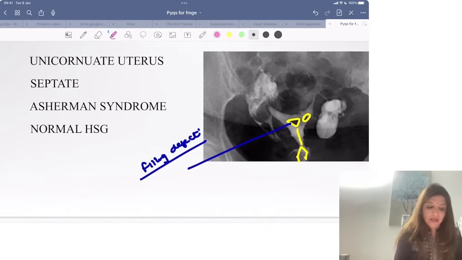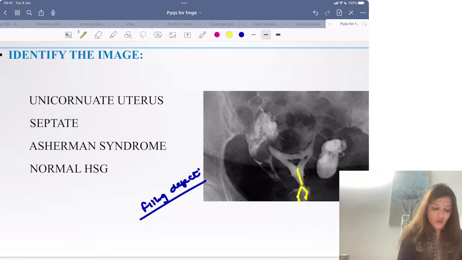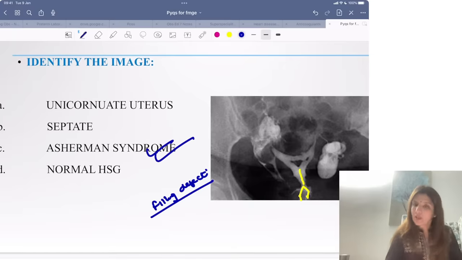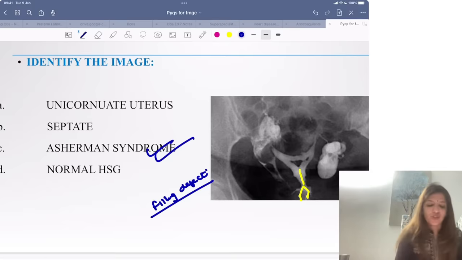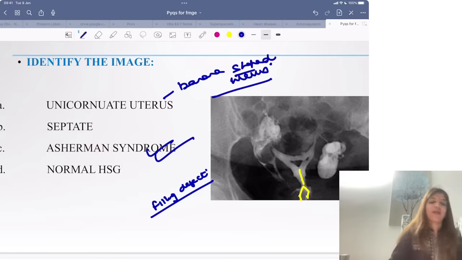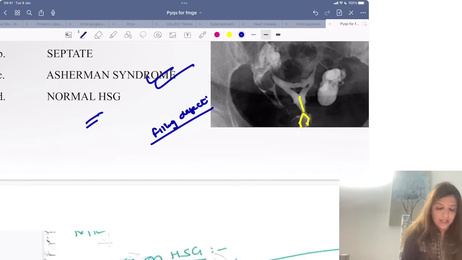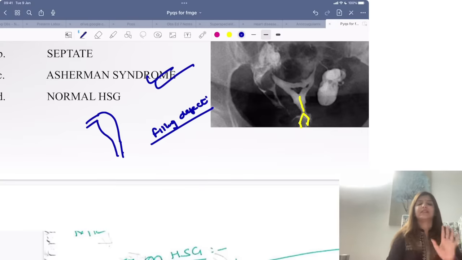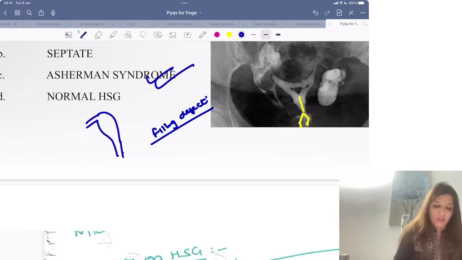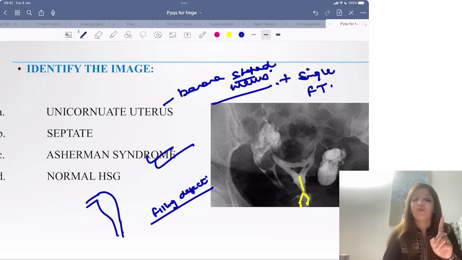Now here I am seeing two defects, it is not a single defect and it is irregular. That means this is a case of Asherman syndrome. Right, in case of unicornuate uterus you get a banana-shaped uterus. You get a banana-shaped uterus in a unicornuate uterus, right? On HSG, you are going to get an image like this. A banana-shaped uterus. Itna sa dikhega. Ek side ki fallopian tube dikhegi, right? So, you are going to get banana-shaped uterus plus single fallopian tube. So, kisi bhi HSG mein single fallopian tube dikhe, it means it is unicornuate uterus, right?